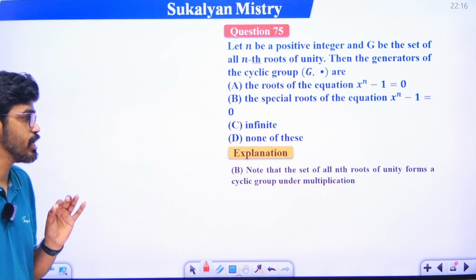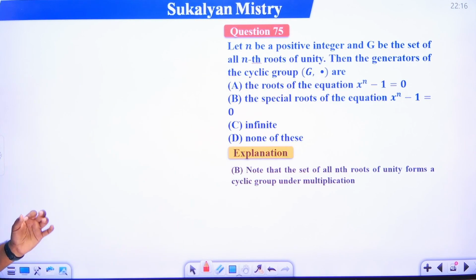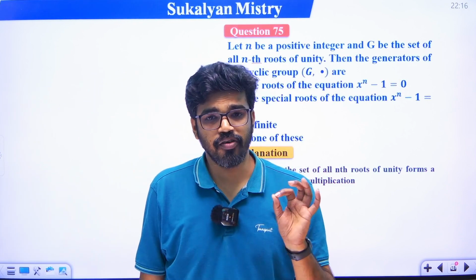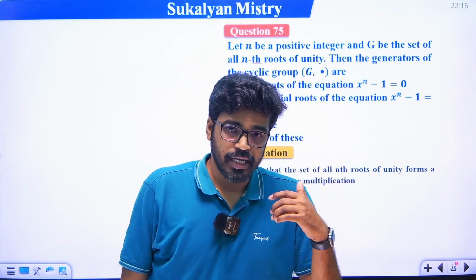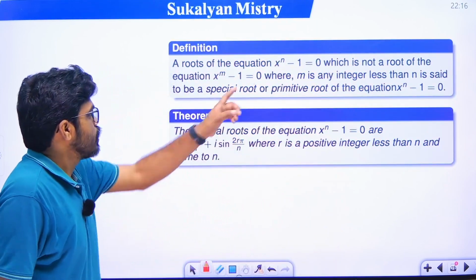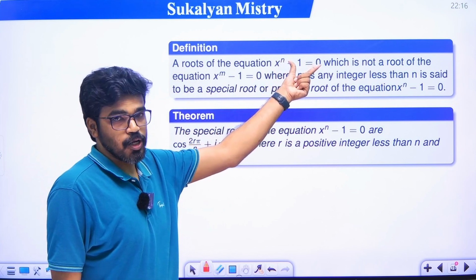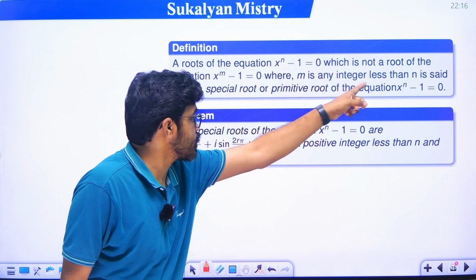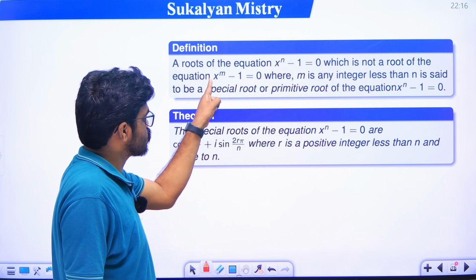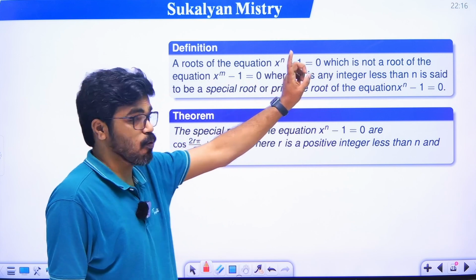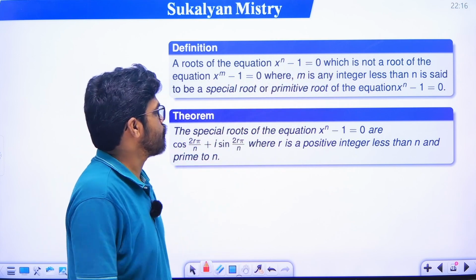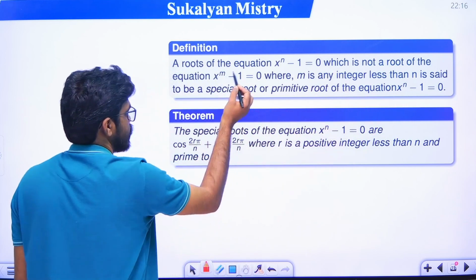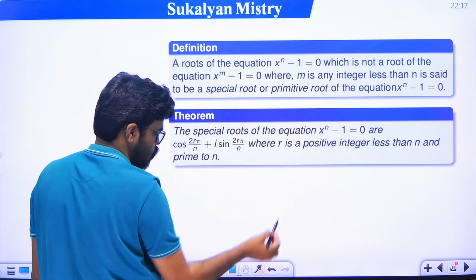This set of all nth roots of unity forms a group with respect to multiplication. Now, what is the definition of special roots? Just see the definition. Suppose this equation is called a binomial equation. Basically, the roots of this equation x to the power n minus 1 is equal to 0, which is not a root of the equation x to the power m minus 1 is equal to 0, where m is a positive integer less than n. So this is said to be a special root or primitive root of this equation.